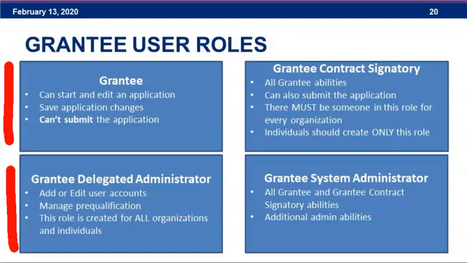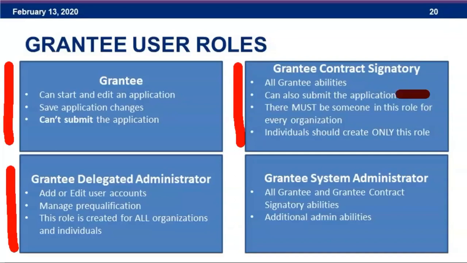But an individual or an organization must have one of these roles on the right. They both pretty much are the same, so I would suggest the grantee contract signatory role. That role has all the grantee abilities, so they can start an application, sign and save an application, but they can also submit it, and of course, that's going to be important to submit your application on time prior to the due date.